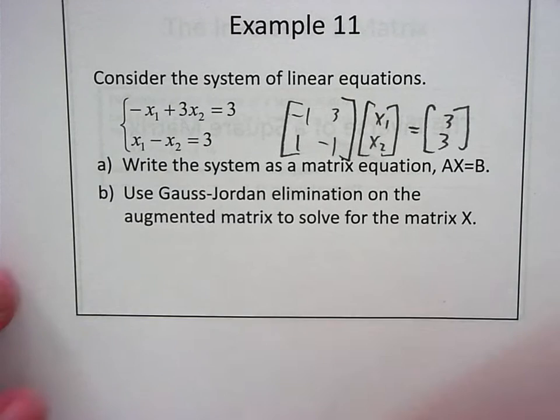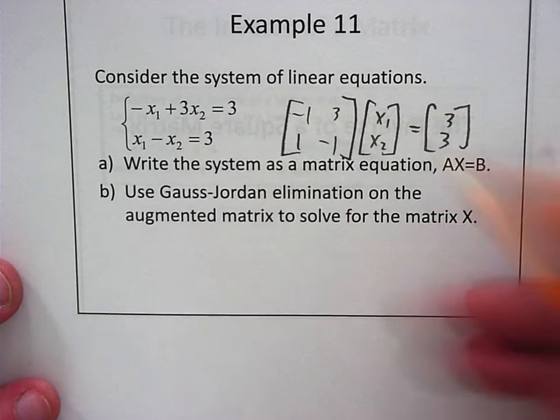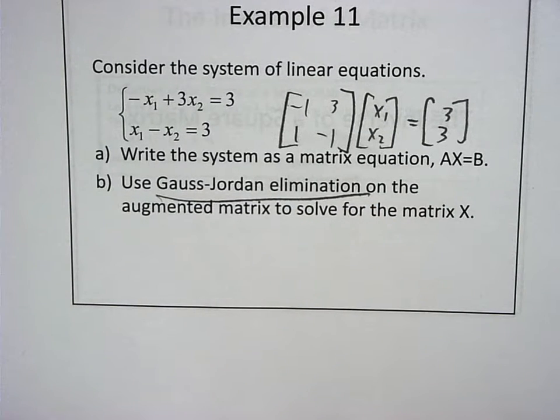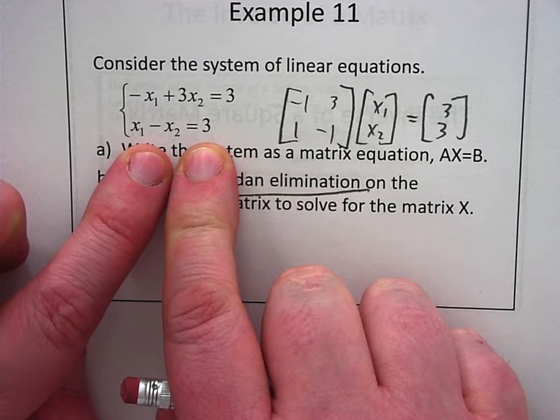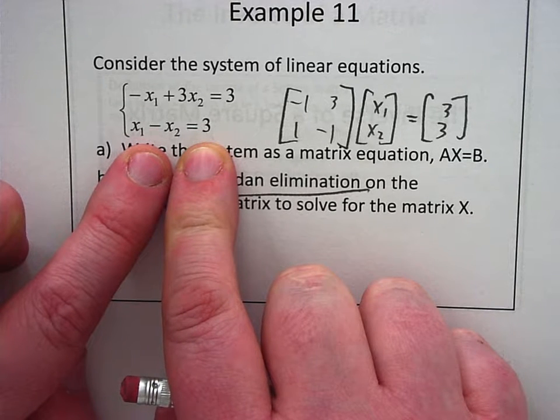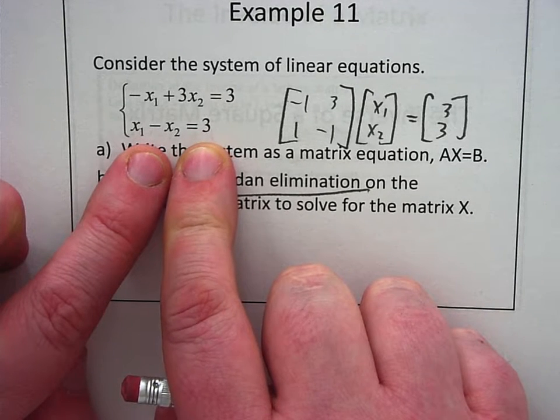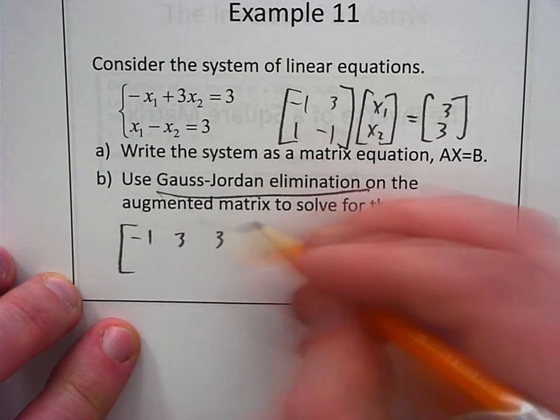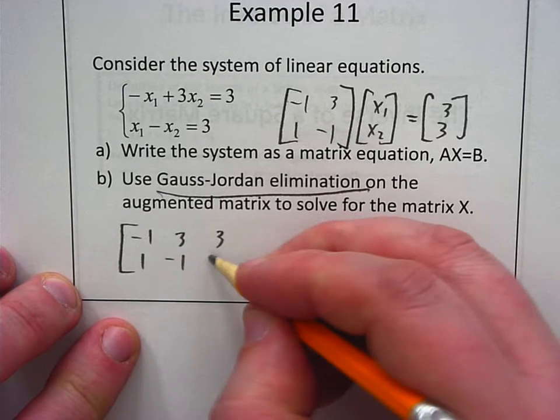Now, what this is asking us to do instead, this just wanted us to write that, and then it says use Gauss-Jordan elimination to solve an augmented version of this matrix. Well, going from this equation, the augmented version allows me just to throw out variables, right? So I can just write it as -1, 3, 3, and 1, -1, 3.